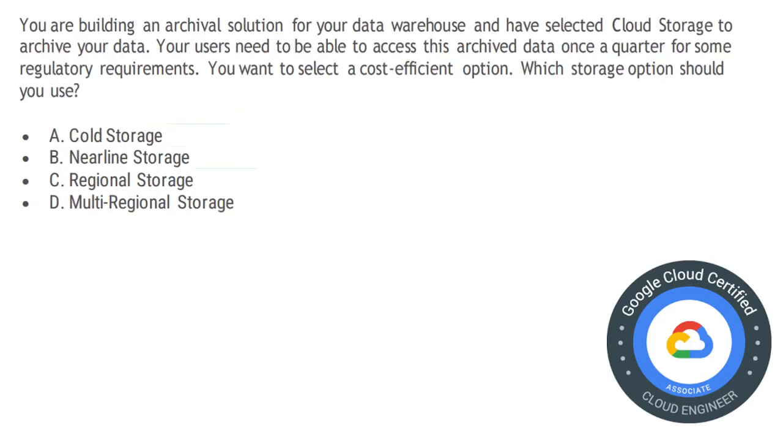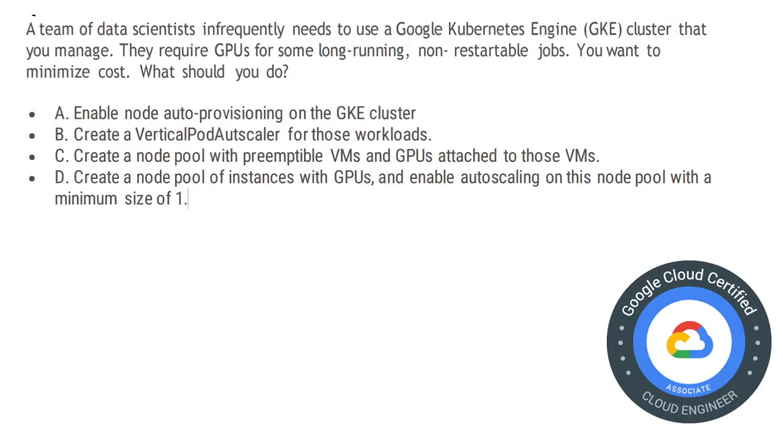Moving on to the next question, you are building an archival solution for your data warehouse and have selected cloud storage to archive your data. Your users need to be able to access this archive data once a quarter for some regulatory requirements. You want to select a cost efficient option. Which storage option should you use? Answer is option B, that is nearline storage.